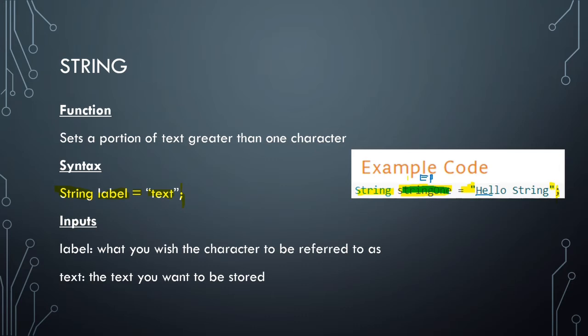Typically, you pick the simplest way to declare something. You declare it in its simplest form. So an integer would be simpler than a character, which would be simpler than a string. So you want to pick the easiest one there.